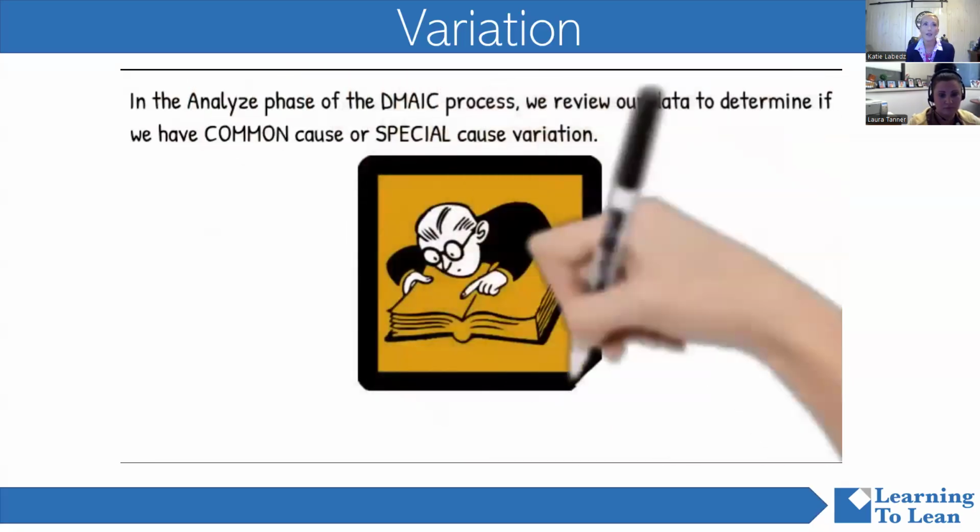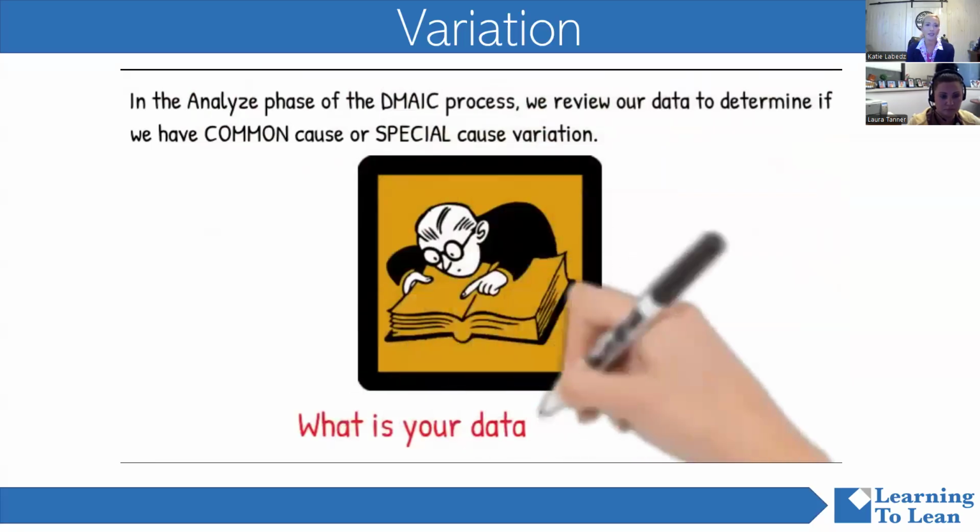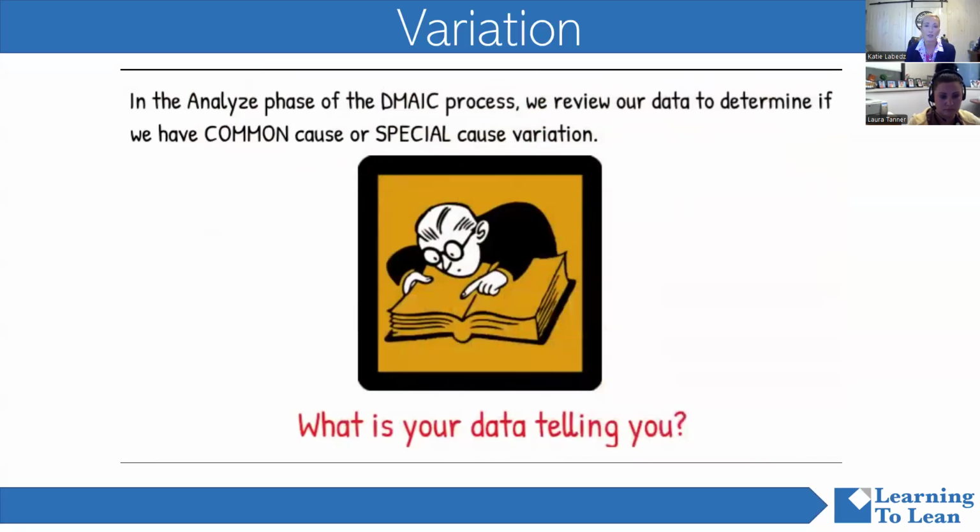In the analyze phase of DMAIC, we review our data to see if we have common or special cause. And the question we always ask is, what is your data telling you?